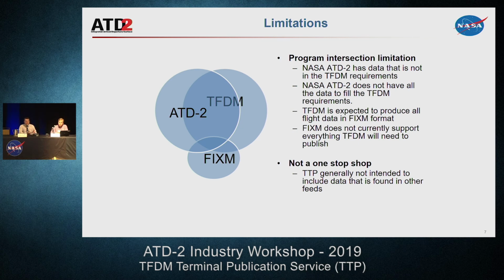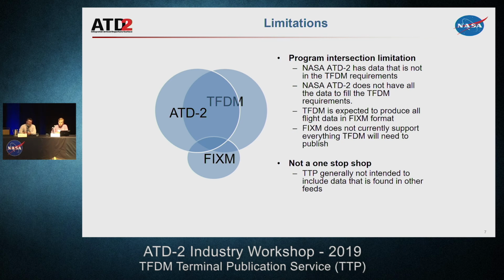And while we do have additional data for other reasons that we could put in there, it doesn't necessarily fit into the specification. Then you've got this third entity, FIXM, which is the format for the flight data that was agreed upon. FIXM is pretty well defined, and it takes time to get changes. So the Venn diagram shows there's a sweet spot between TFDM, ATD-2, and what you can fit in FIXM, and that's what TTP is. It's all kind of evolving. FIXM is expanding to make room for more things, and they have expanded already. But those are some of the limitations we dealt with.